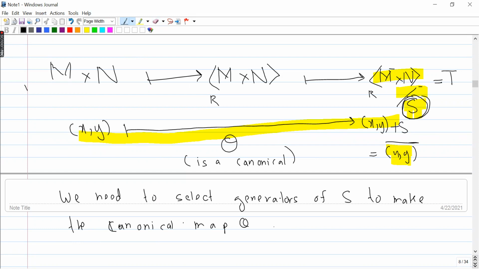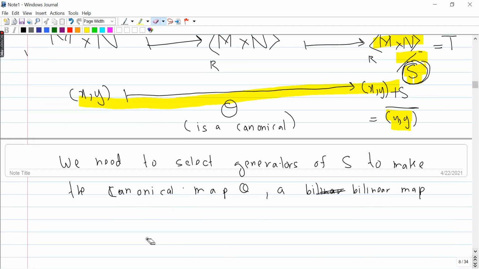To make the canonical map theta a bilinear map, this theta from m cross n to this thing is defined in this way. It is defined from m cross n to this thing.